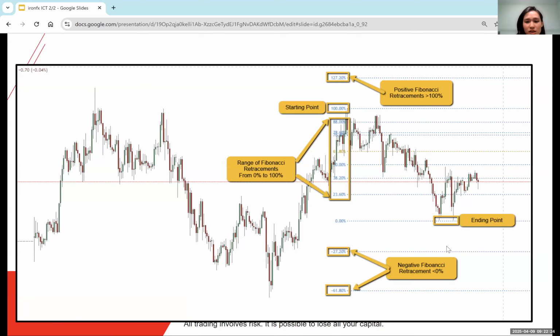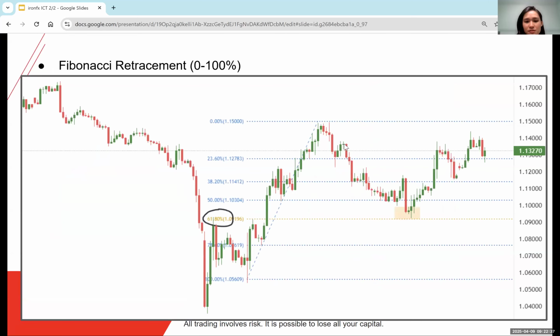So another example here: for ICT in particular, your optimal trade entry is between the 61.8 to the 78.6 levels. So in between here. Here's another example, so we would enter somewhere here.